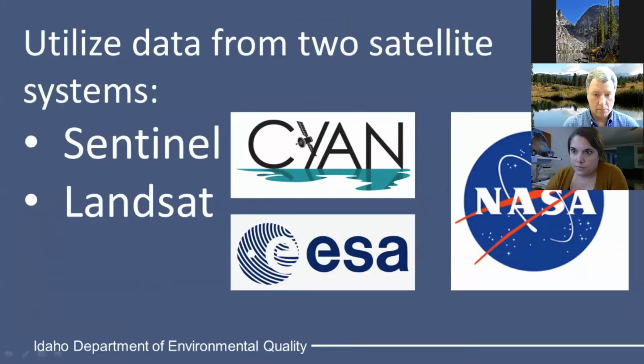The data we primarily use comes from the European Space Agency's Sentinel satellite program. NASA, USGS, and the EPA collaborated to develop a program called the Cyanobacteria Assessment Network, or CYAN, that analyzed the data from the ESA Sentinel-2A and Sentinel-2B satellites. The CYAN program processes the data and makes it available to the public and agencies like DEQ.